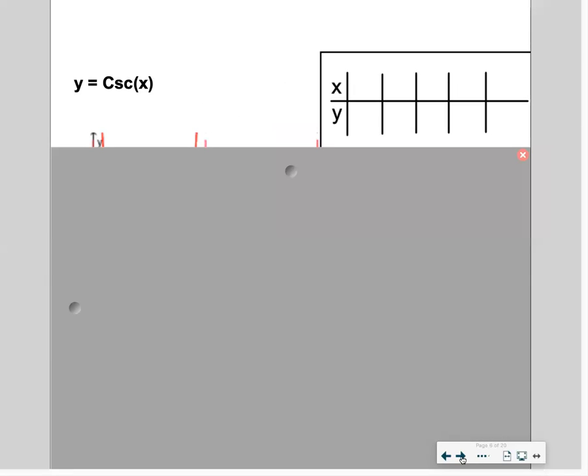Okay, so let's start with cosecant. So just basic, we're not doing any transformations, just y equals cosecant x. I'll show you what the original chart looks like.